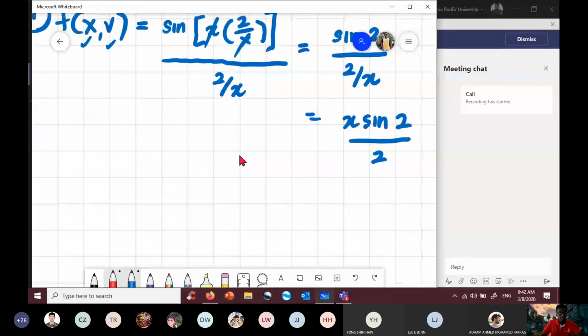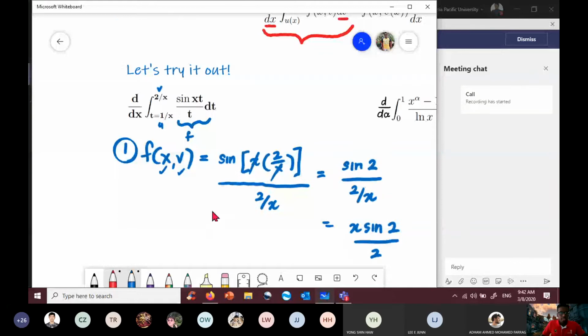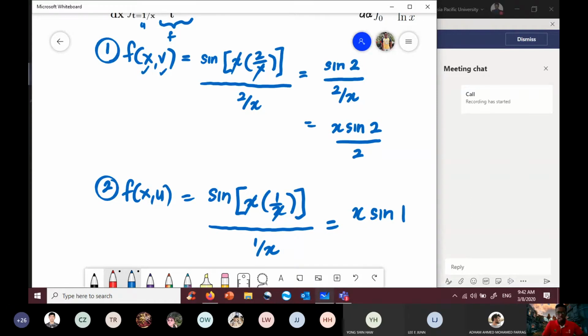Let me repeat the same thing for f(x, u), because I also need f(x, u). Same thing. It means that you keep your x as x, but your t, you change it into u. What is my u? My u is 1 over x. My t becomes 1 over x. And again down here I have another t, so 1 over x. Simplifying this, cancelling off the x and x, changing the 1 over x into x over 1, I will have x sine 1 over 1. Over 1, I don't want to write it. So two things done.